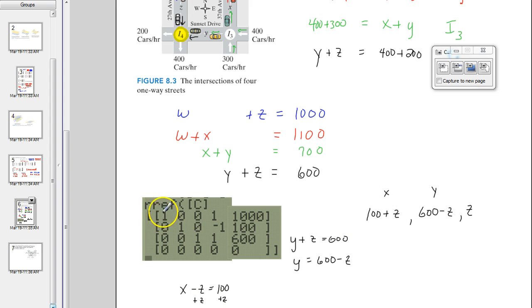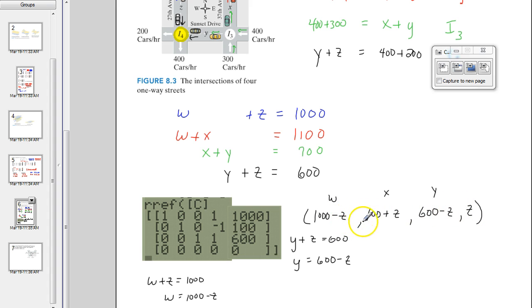And then finally w. So this is w. This is z. So w plus z equals 1,000. So subtract z from both sides. I get w equals 1,000 minus z. Alright, so that's w. So this is what the solutions look like. There's 4, an ordered quadruple now instead of an ordered triple, but they all have this look to them.